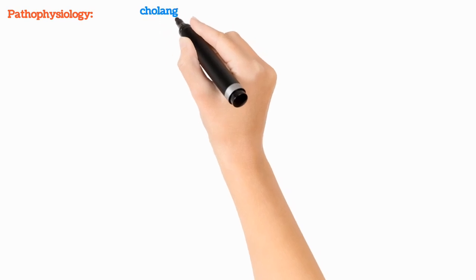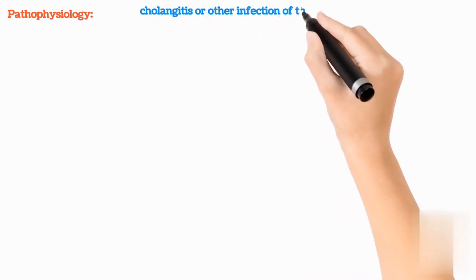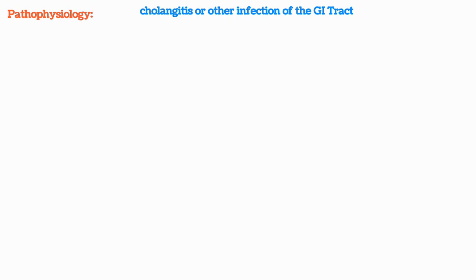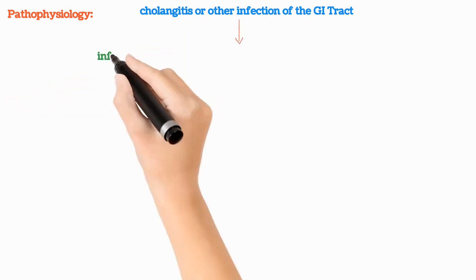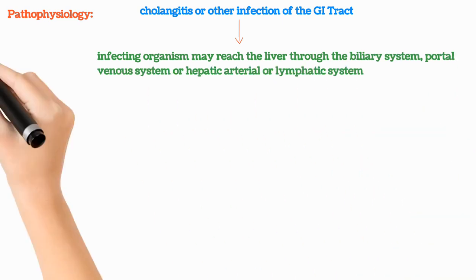Liver abscesses often arise from infections elsewhere in the gastrointestinal tract, such as appendicitis and diverticulitis, or biliary tract, such as cholangitis, which is a bile duct infection. Bacteria from these sites can travel to the liver via blood vessels.